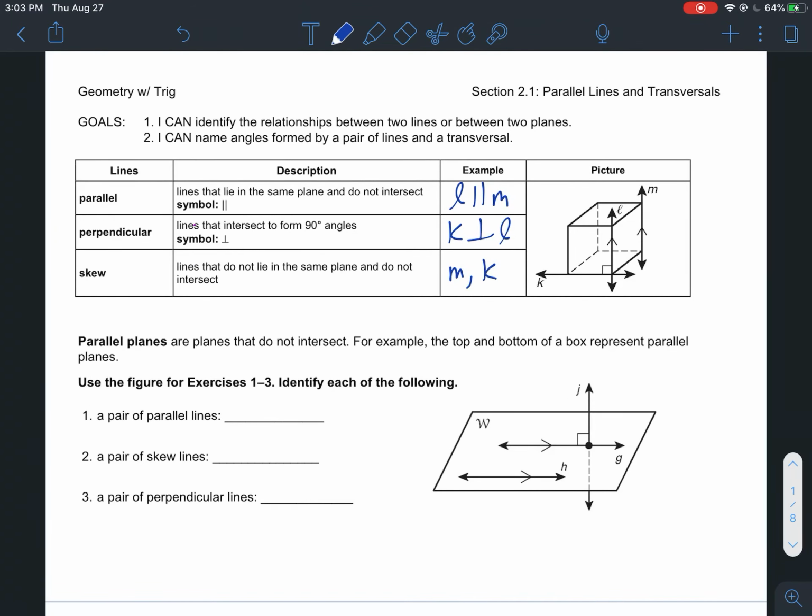Parallel planes are just like parallel lines, except they're planes. They're two planes that will never intersect. Think of a cardboard box and think of the top and bottom of a cardboard box. Those would be parallel planes.